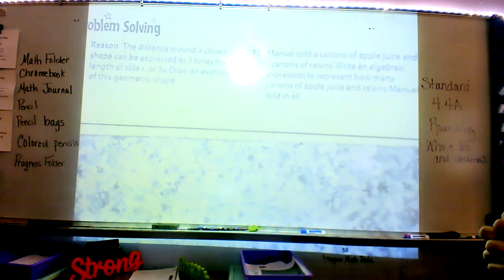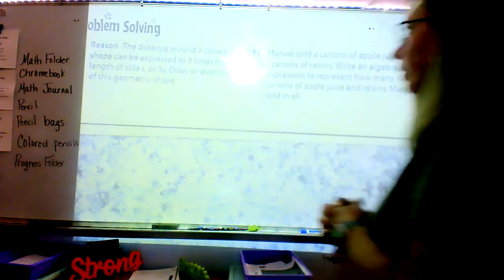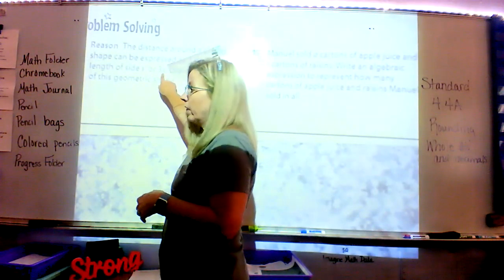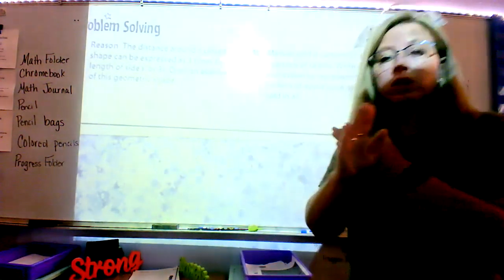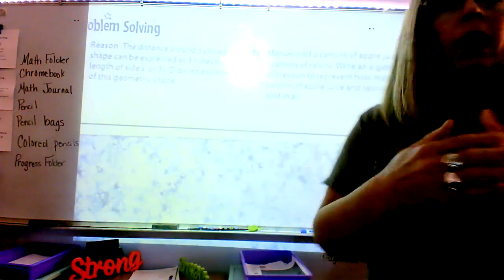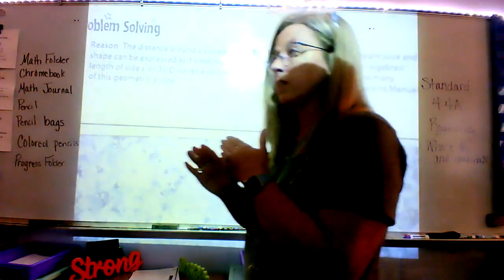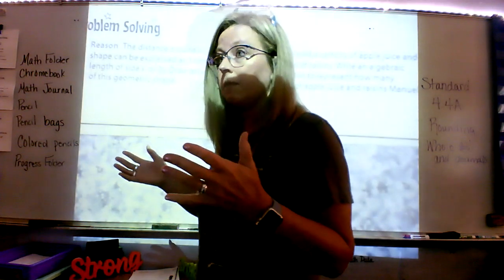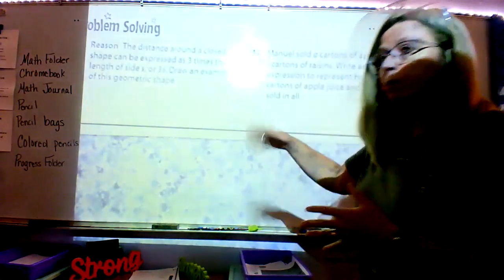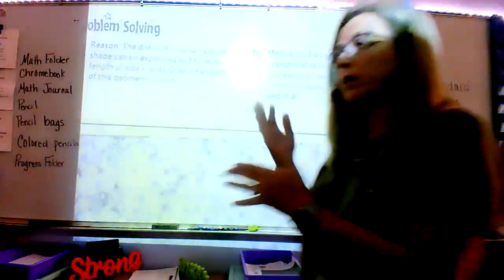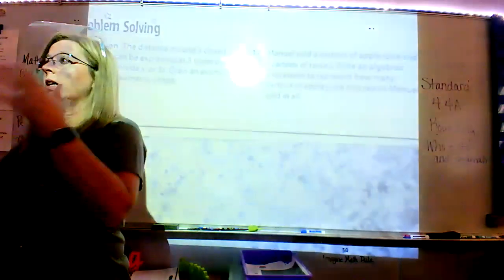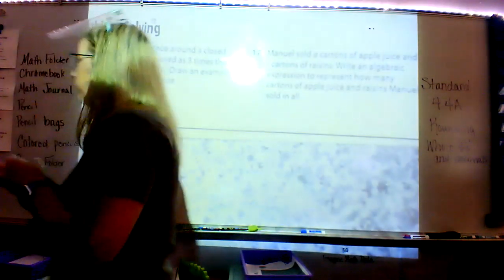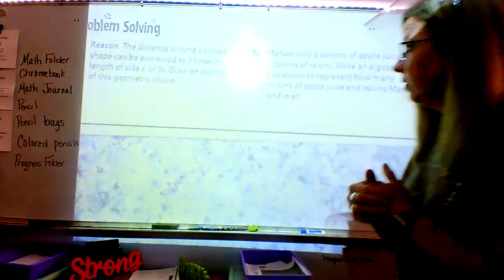So the first one says: The distance around a closed shape can be expressed as 3 times the length of side S, or 3S. Remember, when you have a number next to a letter, all we've done is remove the multiplication symbol, okay? Algebra removes the multiplication symbol because if they had 3 times x, you would see 3xx, right? So we remove the multiplication symbol and we put a letter next to a number signifying that we are multiplying, okay? Draw an example of this geometric shape.